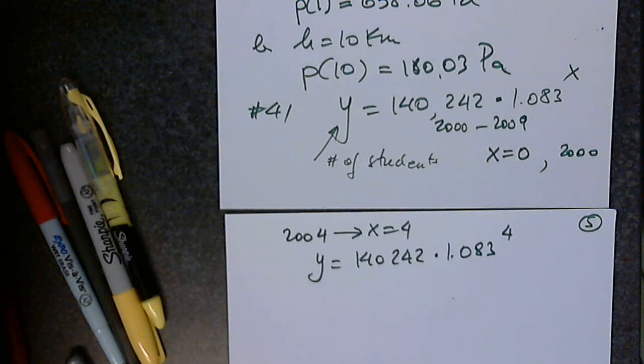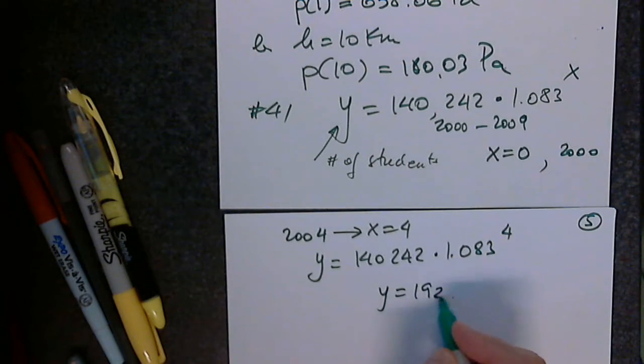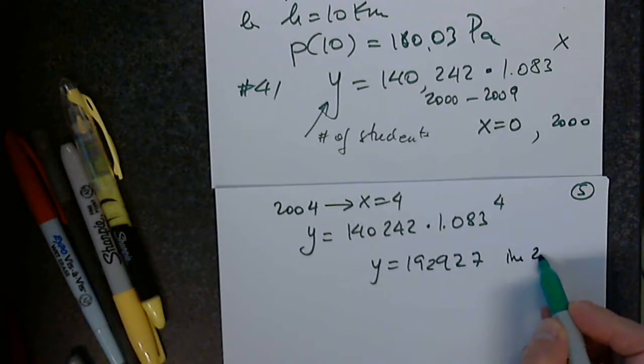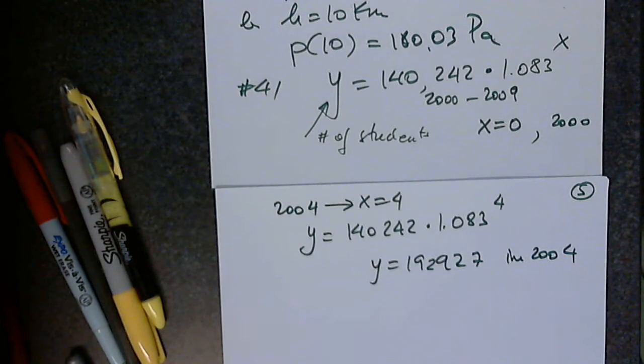So I go back to the graphing calculator and I put in 140,242 multiplied by 1.083 raised to the power 4. Rounded to the nearest whole, that is 192,927 students studying abroad in 2004.